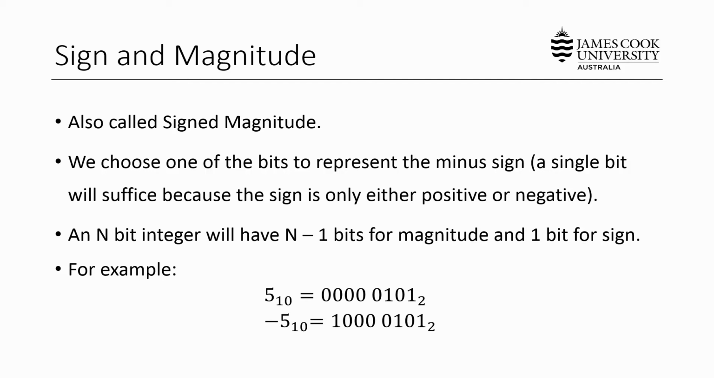Because it's a state of on or off. It's positive or negative. So we only need to waste 1 bit with that sign, okay? Everything else can be used for the magnitude in our variable. So an n-bit integer will have n minus 1 bits for storing the magnitude and 1 bit for storing the sign.